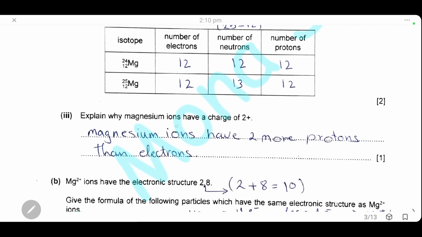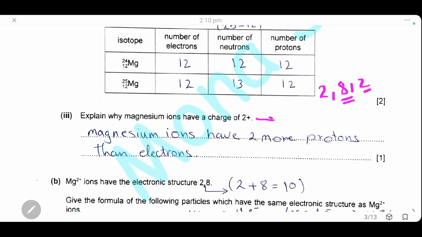Explain why magnesium ion has the charge of +2. Magnesium has 12 protons. The electronic distribution of the atom of magnesium is 2, 8, 2, a total of 12 electrons. To reach a stable configuration of the nearest noble gas and to have 8 electrons in the outer shell, magnesium loses these 2 electrons.